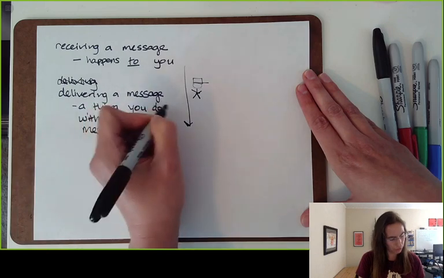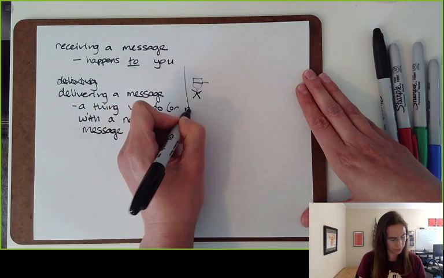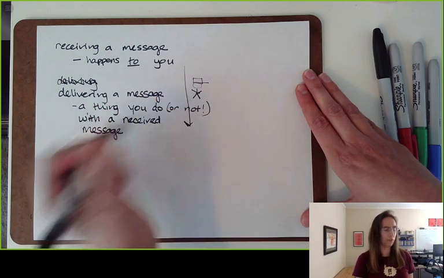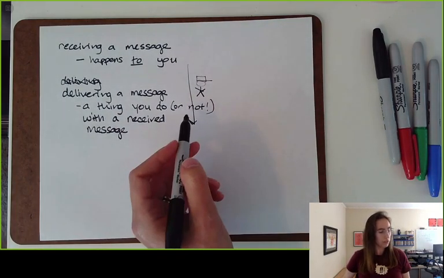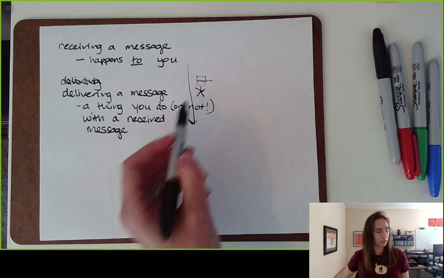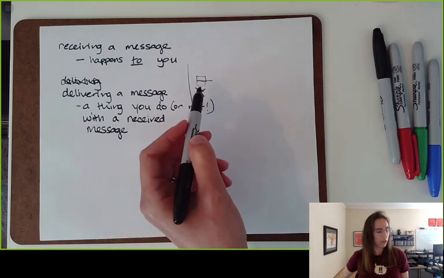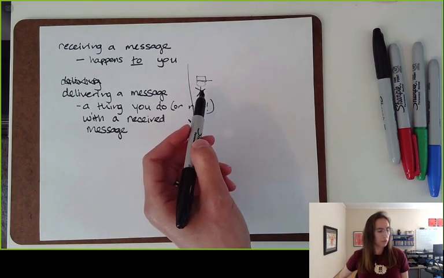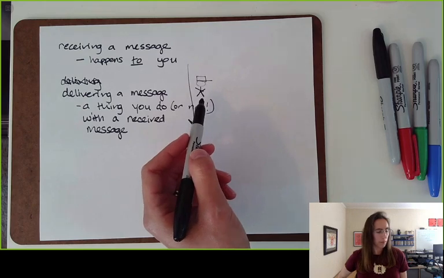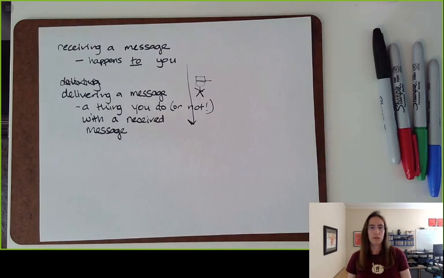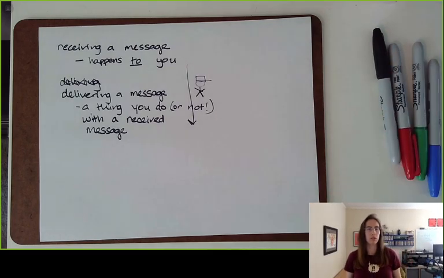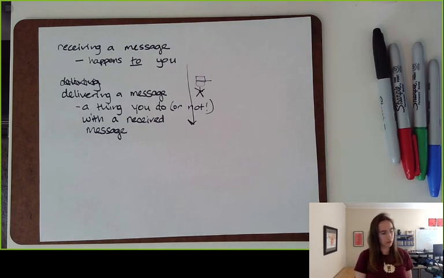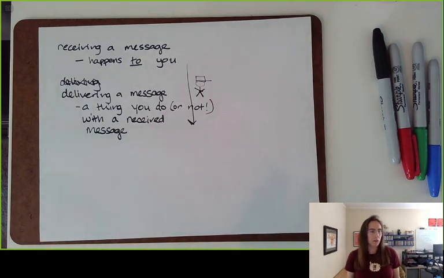And I should say, a thing you do or not do with a received message. You could choose not to deliver a message that you've received. Your mail clerk could get a message and say, well, I don't want to deliver this message yet. Why would you do that? What would be the point of not immediately delivering a message? And what does it mean to deliver a message? That means that you're acknowledging that you've got it, right?